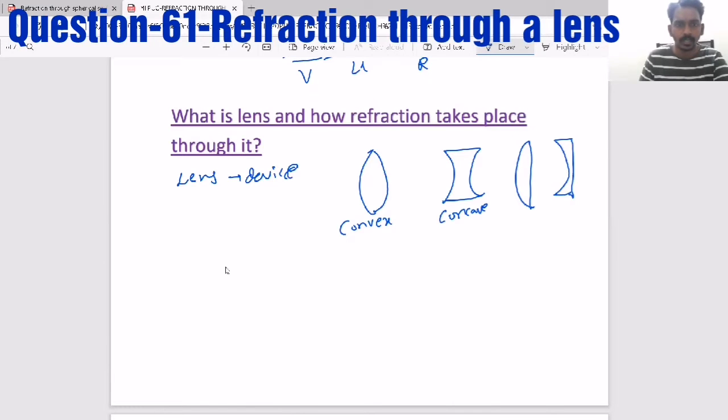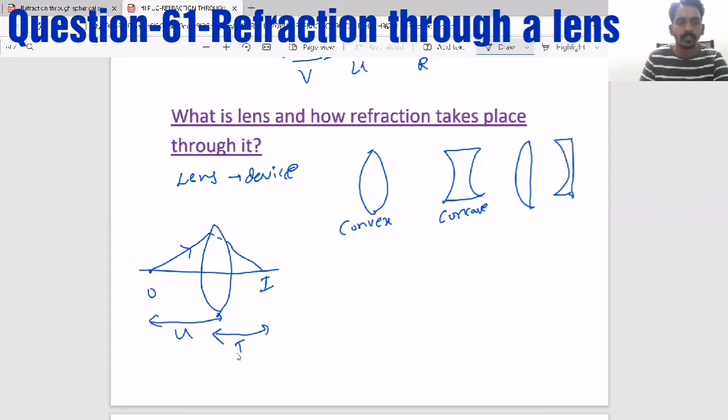Now see here, this is the lens. The object is here. The ray undergoes refraction and the final image forms somewhere. This is the object distance, this is the image distance, and this is called the optical center. All the distances for every lens we measure from the optical center, like the pole in the case of a mirror.